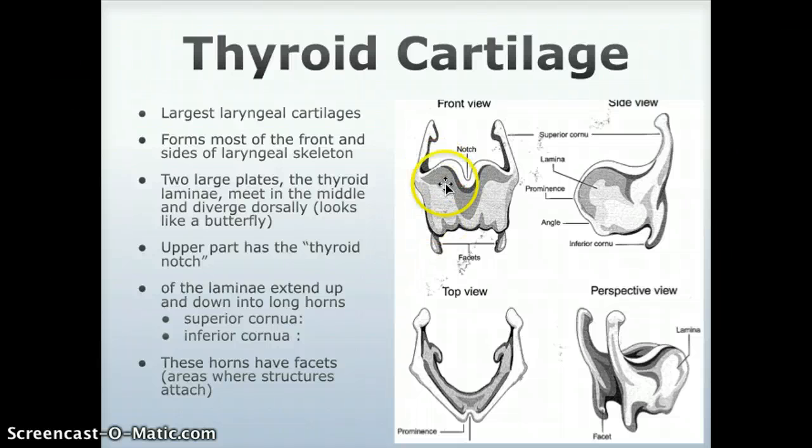These two large plates, right here on the right and the left side, are called the thyroid lamina, and they meet in the middle, and they kind of look like a butterfly shape. This upper part right here is the thyroid notch. If you continue along to the back, there are horns on the thyroid cartilage, and these are called the superior cornu and the inferior cornu. These horns, or cornu, have facets that attach to other structures.